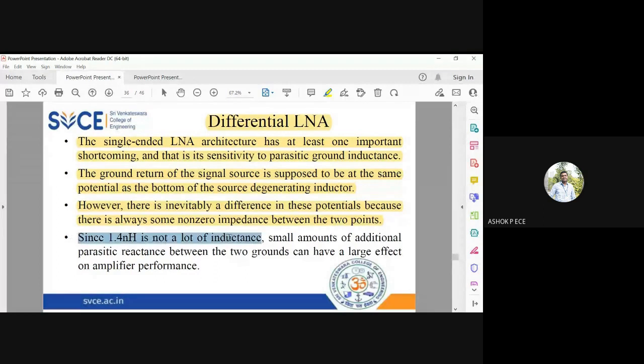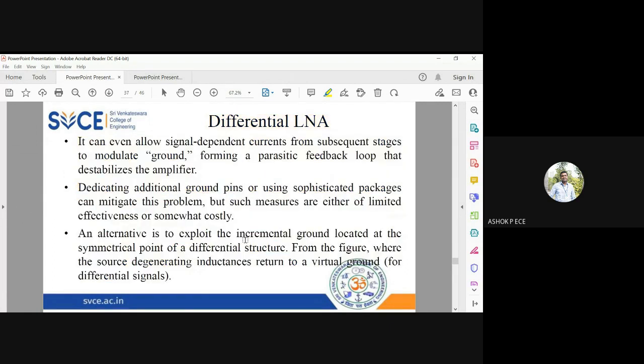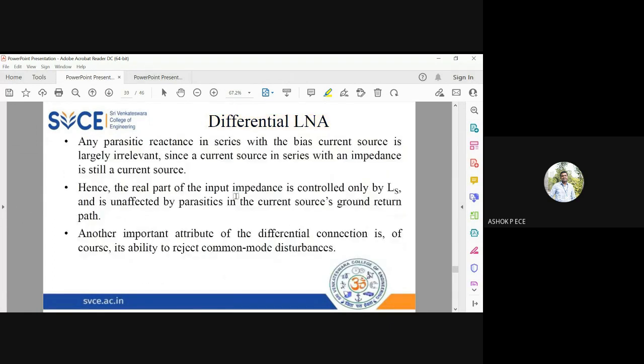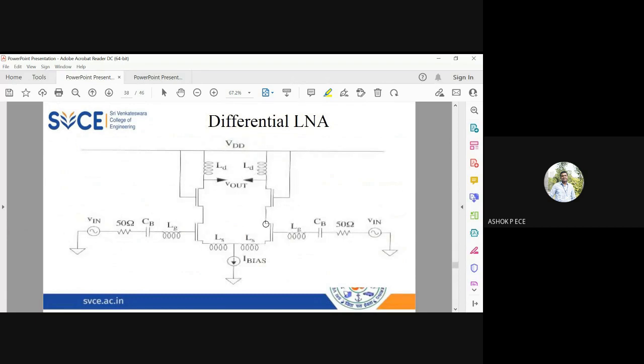And what happens when you are going to fabricate differential LNA, a very, very small value of inductance like 1.4 nanohenry has to be fabricated. So that is going to be a very difficult task in your differential LNA. So maybe I'll show the diagram. Here you can see the diagram. This is the differential LNA. As you can see, the output is taken across the drain of two transistors.